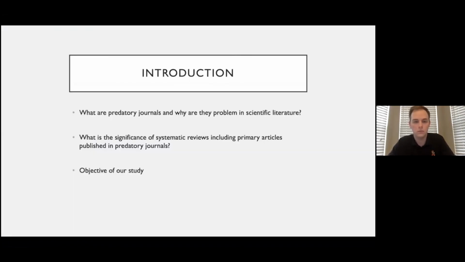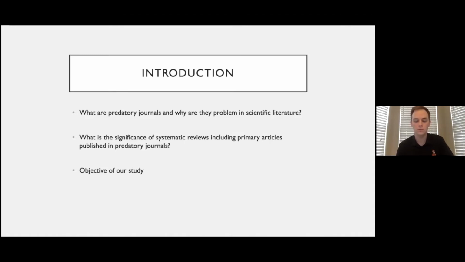So, what are predatory journals and why are they a problem in scientific literature? Predatory journals are journals that have been established and they lack many of the foundational elements to quality scientific writing, such as the lack of a peer review editing board, lack of checking for plagiarism or image manipulation. So they lack many of the qualities of what we consider scientific writing.